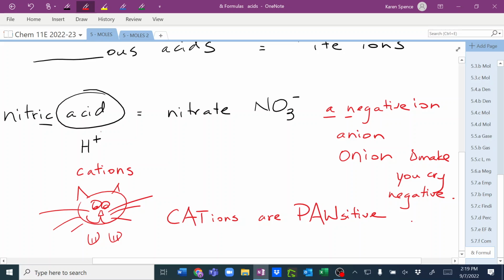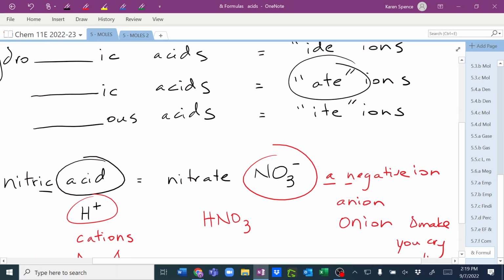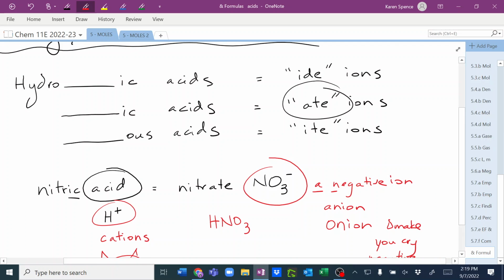So you're going to take your cation and you're going to take your anion. You need to make sure that the charges cancel each other out, so we have a positive and a negative. This one's super easy, right? And you just write HNO3. So what it comes down to is remembering which type of acid goes with which type of ion.